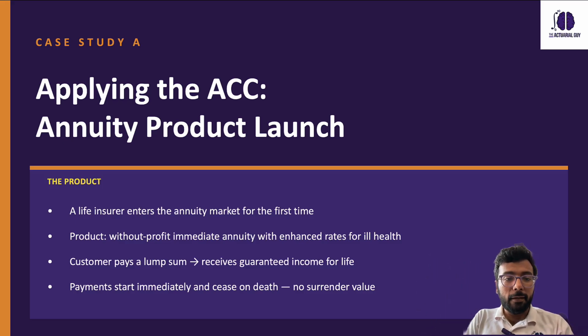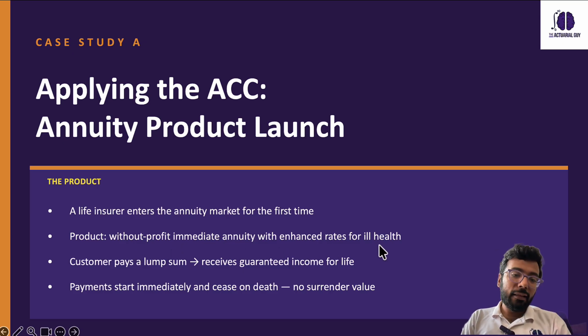So the problem specified here is that a life insurer enters the annuity market for the first time. So far, maybe they were selling assurance and endowment assurance sort of contracts: term assurance, endowment assurance, whole life assurance. Now they are entering the annuity market. The product is a without profit immediate annuity with enhanced rates for ill health.